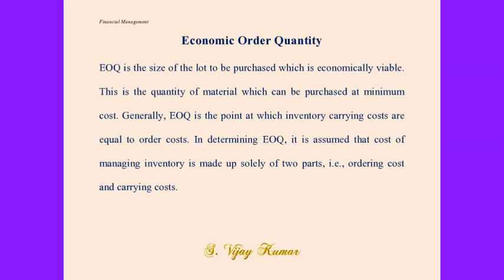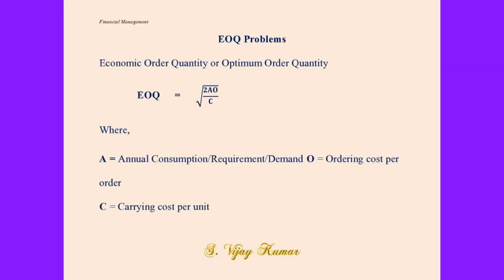In determining EOQ, it is assumed that the cost of managing inventory is made up of solely two parts, that's ordering cost and carrying cost. Let's look at the practical way of EOQ. EOQ practically can be calculated using one simple formula, square root of 2AO by C. Here A stands for annual consumption or the annual requirement or annual demand, and O stands for ordering costs per order, while C stands for carrying cost per unit.